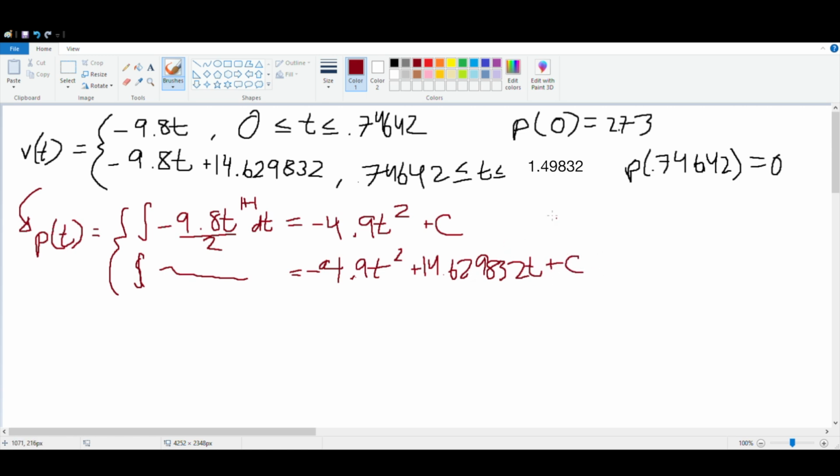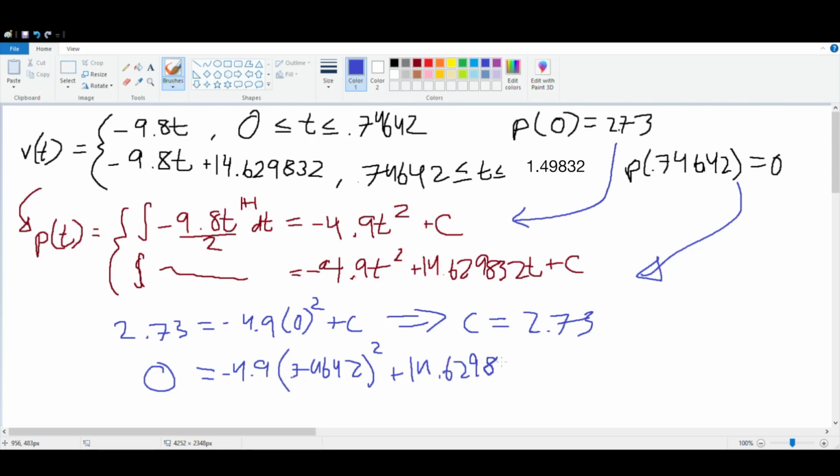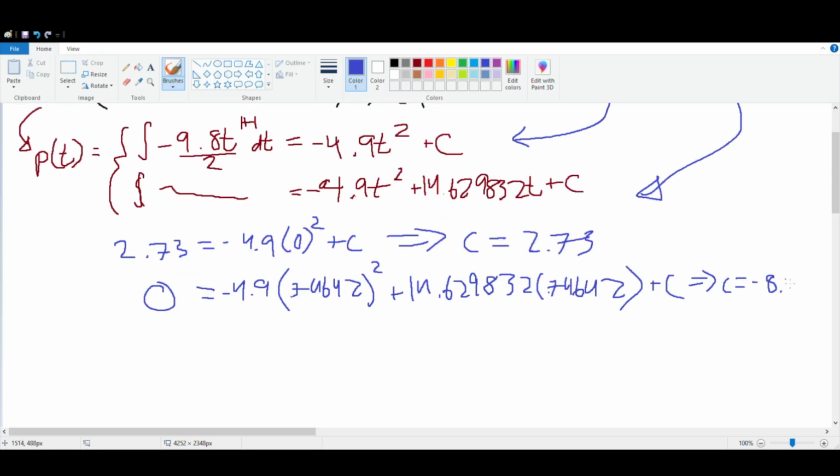So now we can use our initial conditions for each of the two functions in order to find what our constant c is. So we plug in 0 for our time t, and we set it equal to 2.73 and solve for c. For our first half of the piecewise function, we get c equals 2.73, and now we set negative 4.9 t squared plus 14.629832 t plus c equal to 0, and we plug in 0.74642. And we get c equals negative 8.190.